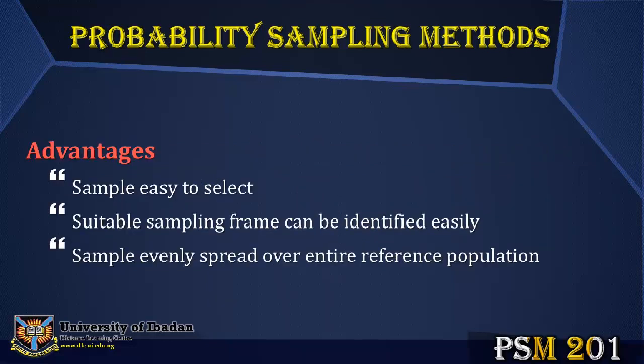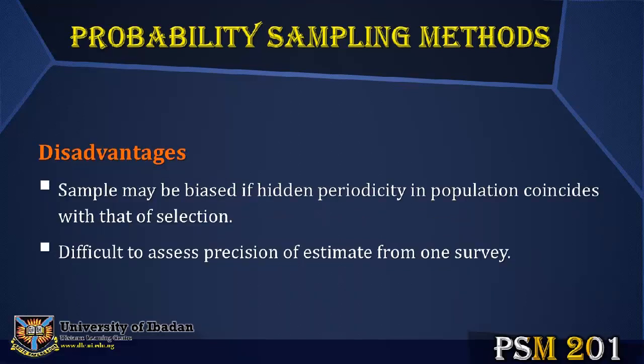Advantages: sample easy to select. Suitable sampling frame can be identified easily. Sample evenly spread over entire reference population. Disadvantages: sample may be biased if hidden periodicity in population coincides with that of selection. Difficult to assess precision of estimates from one survey.